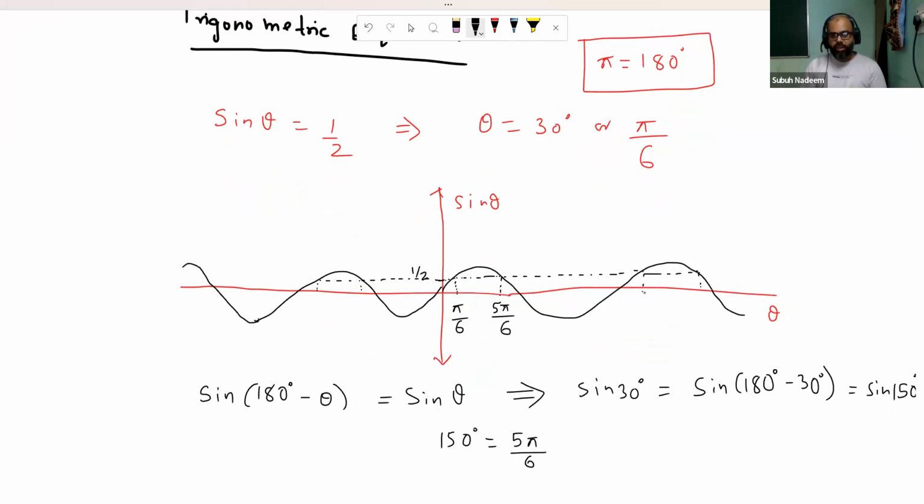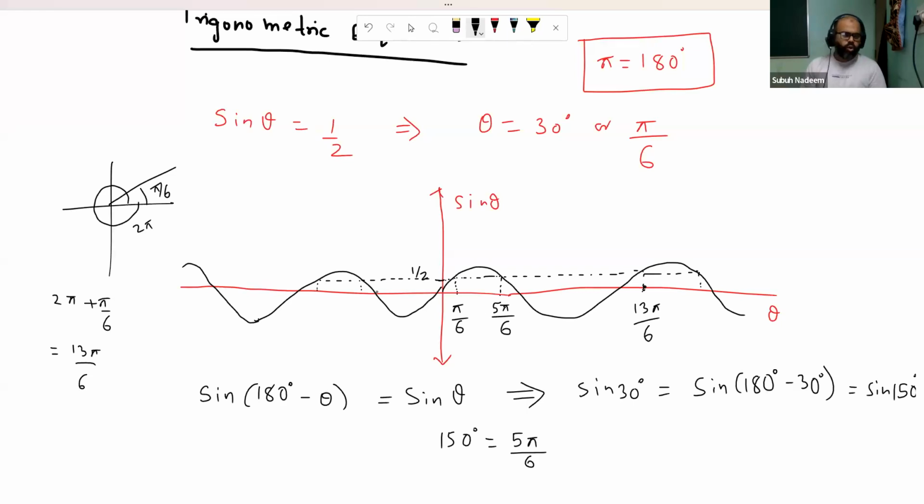Similarly, if you go further, the next angle which will come to you is after a complete rotation. If you do the complete rotation, this is 2 pi, and then again you come to 30 degree, that is pi by 6. So it will become 2 pi plus pi by 6, which comes out to be 13 pi by 6, which we also can say 390 degree. So this is 13 pi by 6. This will never end. You can't write all the values.